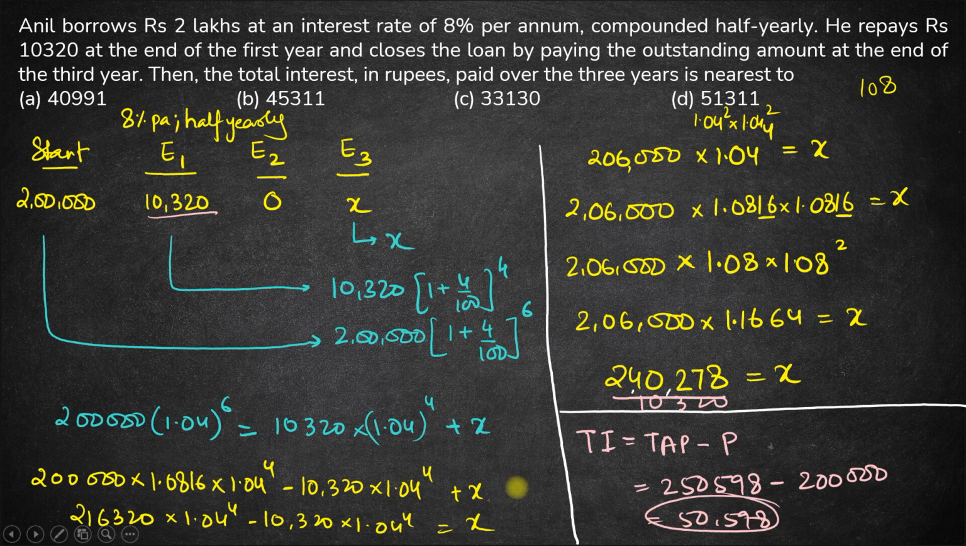Now we know this value that we got is slightly less than what should have been the actual answer, because we approximated this 16 to 0. So the actual value should have been greater than this. So our final answer would definitely be greater than 50,598, and the only option greater than this is option D, 51,311. If you do actual multiplications, the correct answer will come out to be 51,311 only. So the correct answer here is option D.